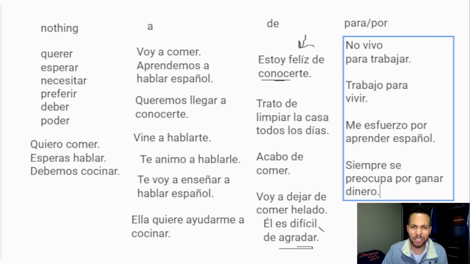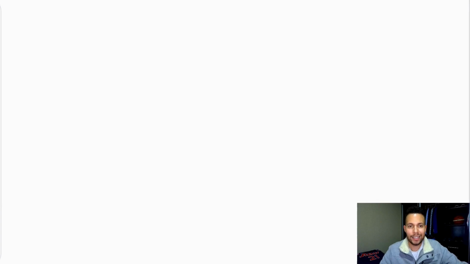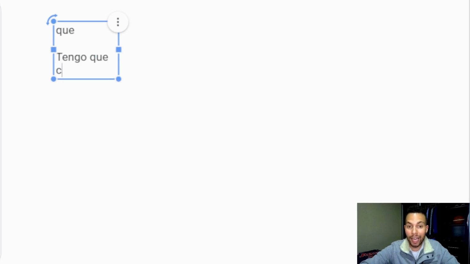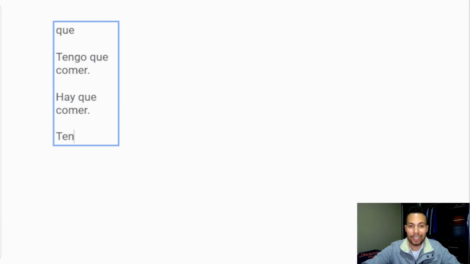And finally, I'm going to just mention something else. A "que" column, Q-U-E, que. You're probably already familiar with "tengo que comer." Maybe you're not familiar with, or maybe you are, "hay que comer." Maybe something like "tengo cosas que hacer."